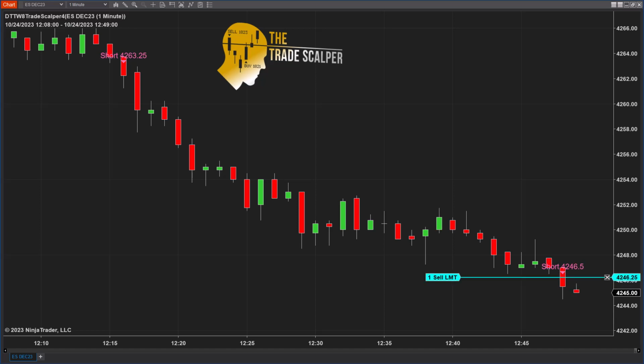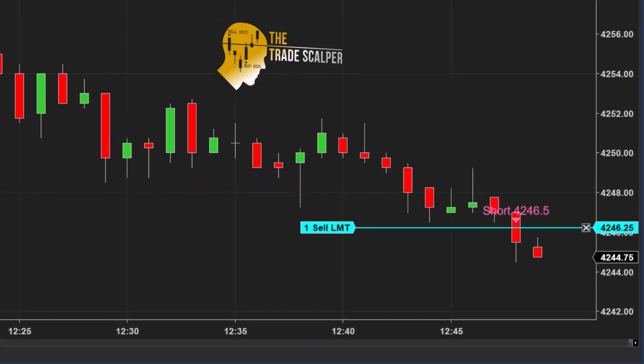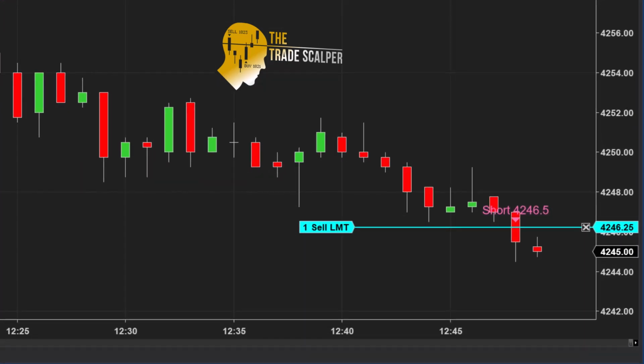It's good when you have multiple signals in a row that are always in the same direction. That means that we have a strong trend. And so we've had a number of short signals, no long signals, just short signals.